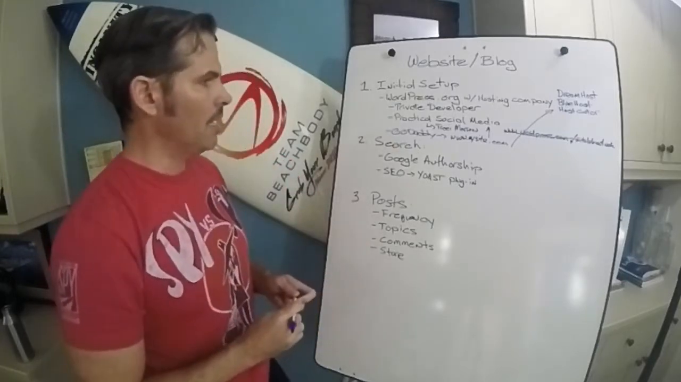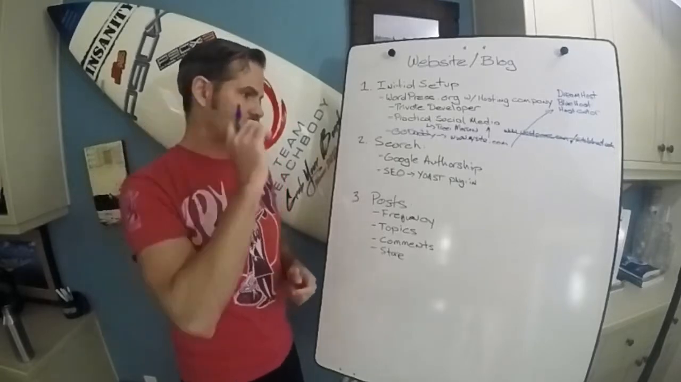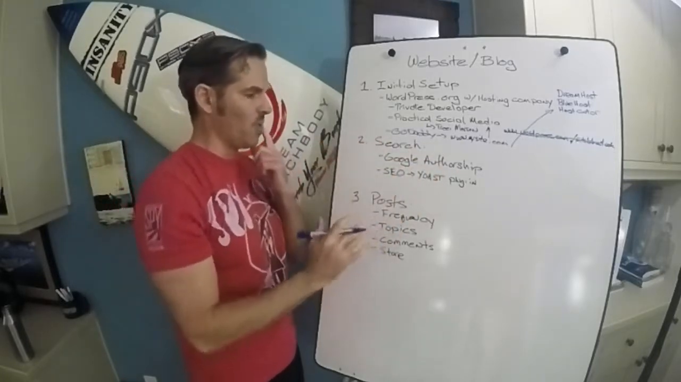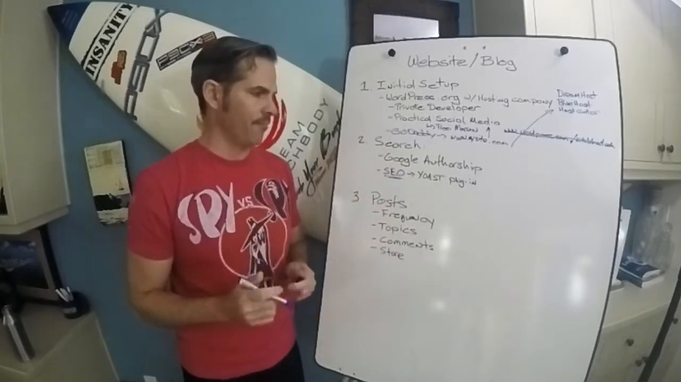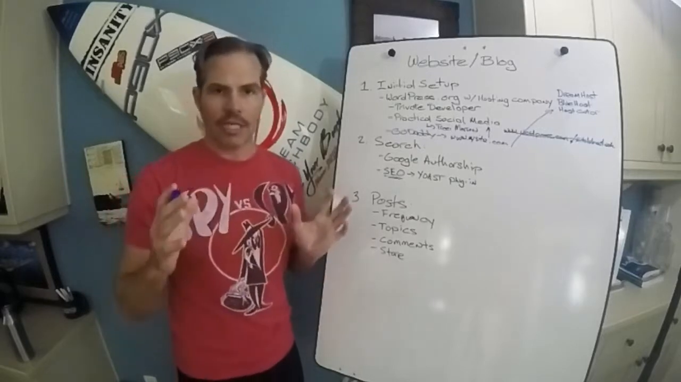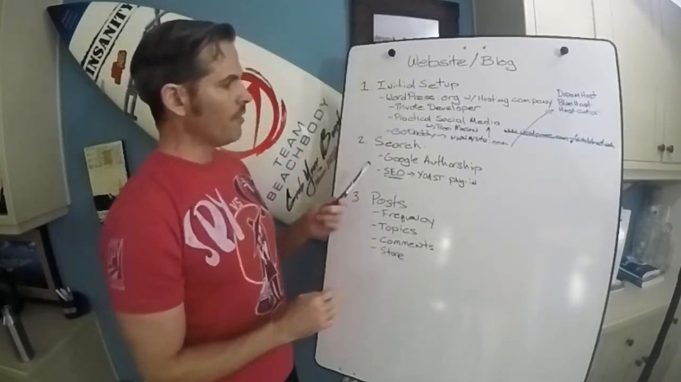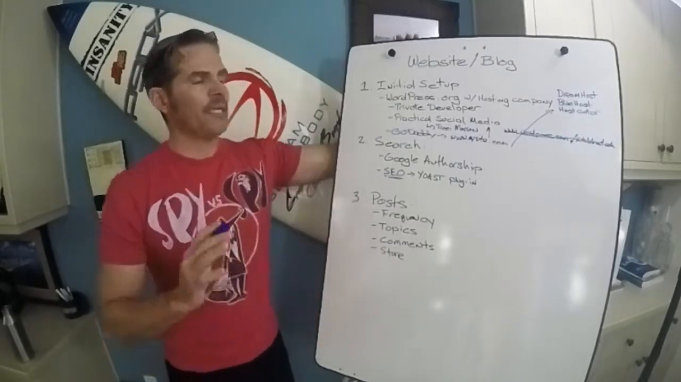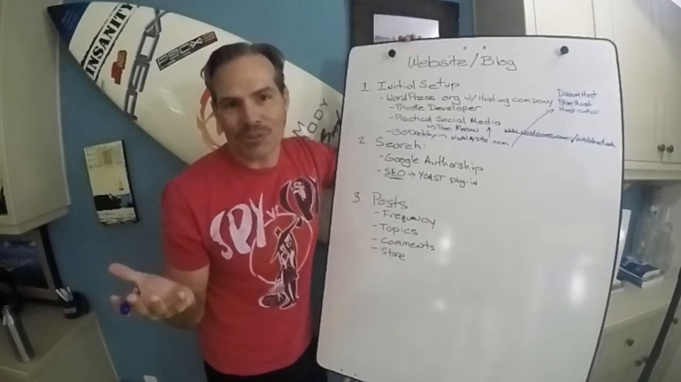All right. Next thing I want to talk about before I get into showing you my screen is search and this idea of Google authorship and SEO, which I think is made way more complicated than it really needs to be. The first thing is you want people to find your website via search, okay? That's the easiest thing for you, right?